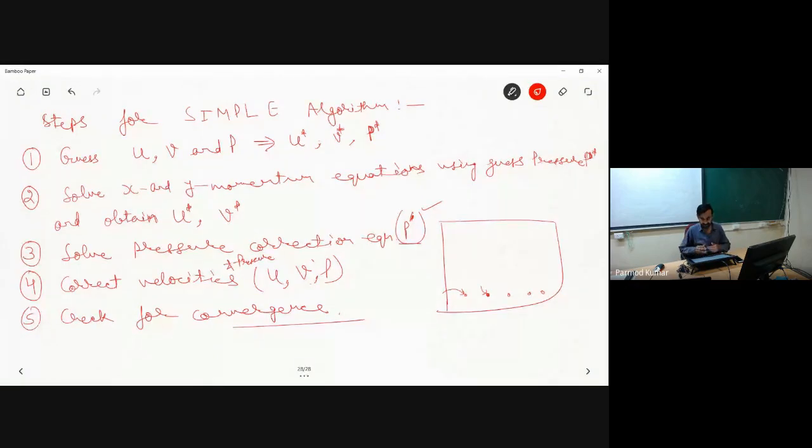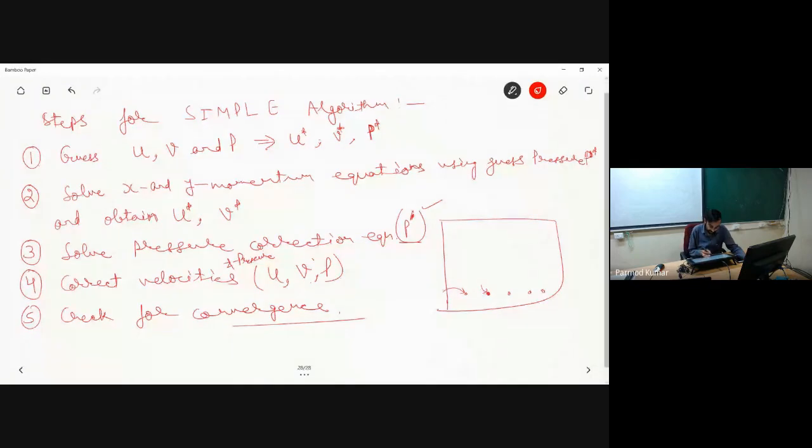Can anyone tell me what is the meaning of convergence? Till the computed fields are falling under our tolerance value that we have specified. Yes. So basically, once we have found the values of U, V and P, we can substitute these values of U, V and P into our discretized continuity and momentum equations. When we substitute these into our discretized continuity and momentum equation, we will have some value on the left hand side of the discretized equation and some value on the right hand side of the discretized equation.